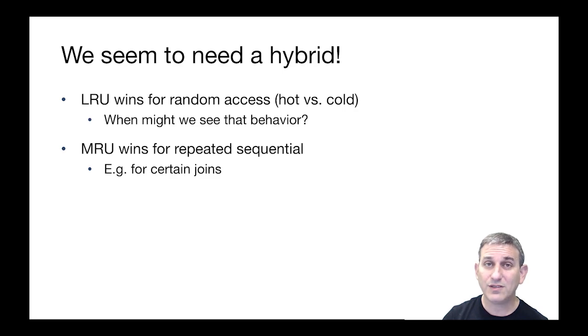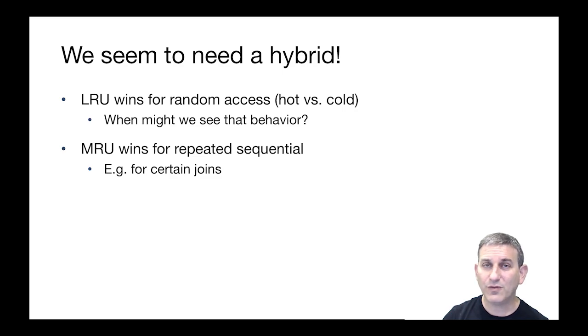A common example is web pages. There are very few very popular web pages and lots of unpopular web pages. The same is true for blocks on a disk. Very typically, there are blocks that have popular data on them and blocks that have unpopular data. So this kind of LRU behavior for random access is quite common for single lookups.